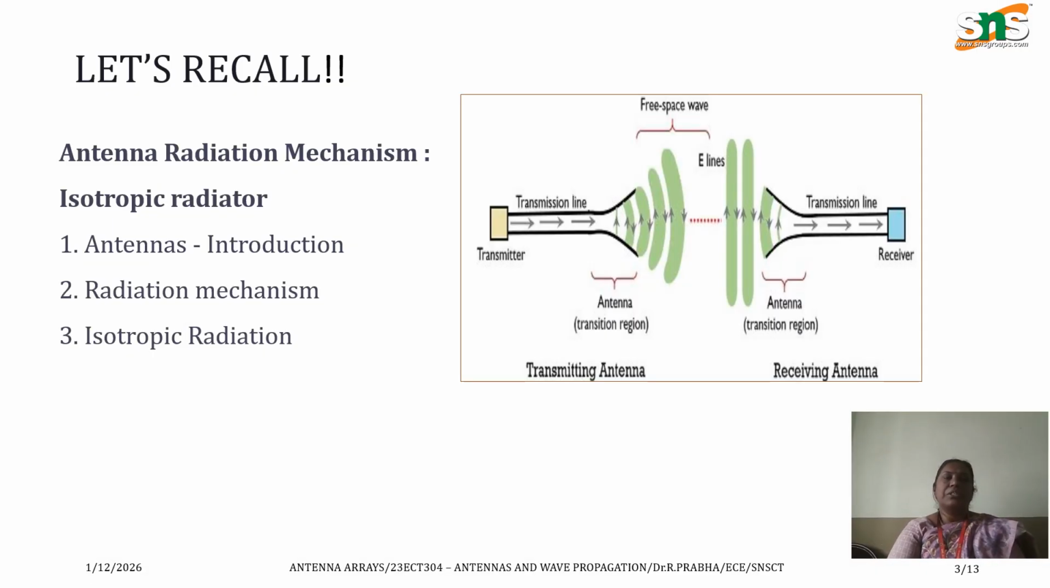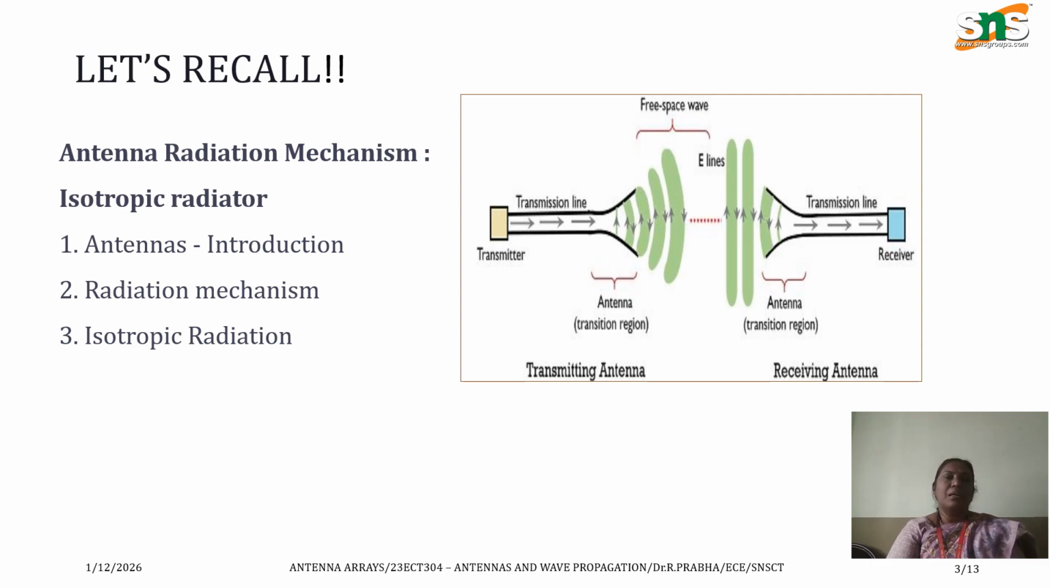So the antenna radiation mechanism is the antenna used as a device to convert the incoming guided wave from the transmission line into a free space wave at the transmitting side, and at the receiving side the free space radiation is received by the receiving antenna, which will be converted into a guided wave by the transmission line. It will be collected from the receiver. So, an antenna is defined as a transducer or transition device between a guided wave and a free space wave, and vice versa.